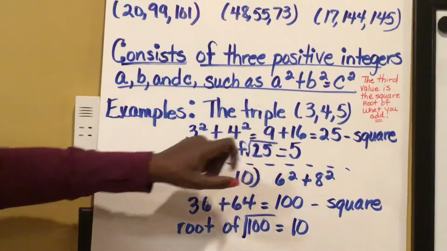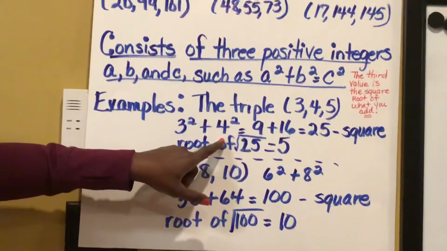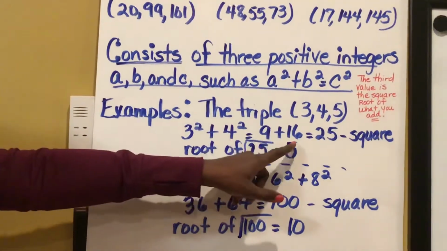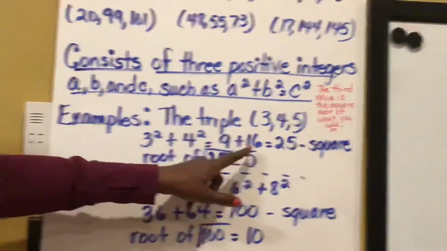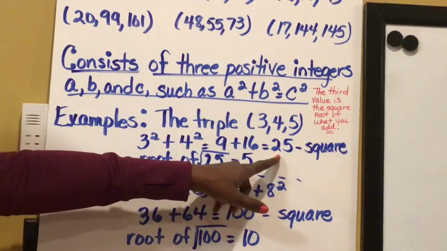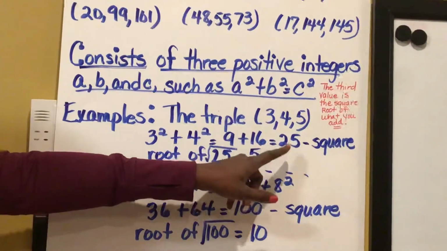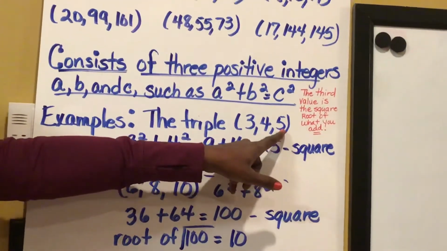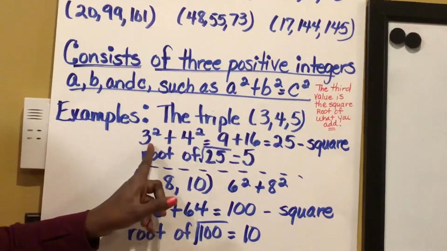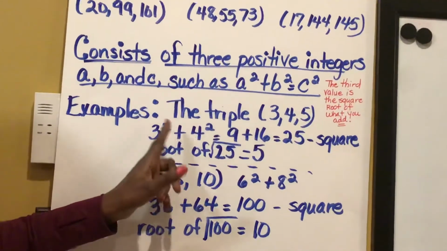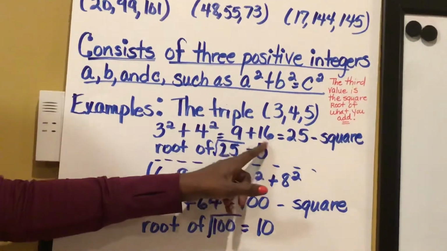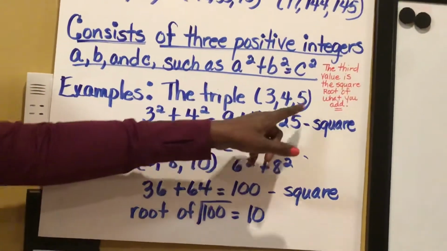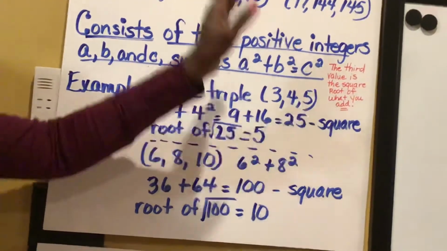4 squared. What's 4 squared? 16. Awesome. 4 squared is 16 because 4 times 4 is 16. When I add 9 and 16 together, what does it give me? 25. Now, what's the square root of 25? 5. So this third number is a combination of adding a squared plus b squared together. Add them, write down your answer, then take the square root of that answer, and that will be your third number. And it works every time.